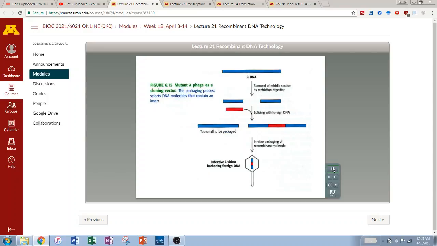It's possible to cut out the middle of lambdaphage DNA and insert foreign DNA in its place. The product can be packaged in the virus and replicated in the host because it's the right size and contains all the necessary information for replication. Religated lambda DNA lacking the insert is too small to be packaged properly, and so it's not replicated.